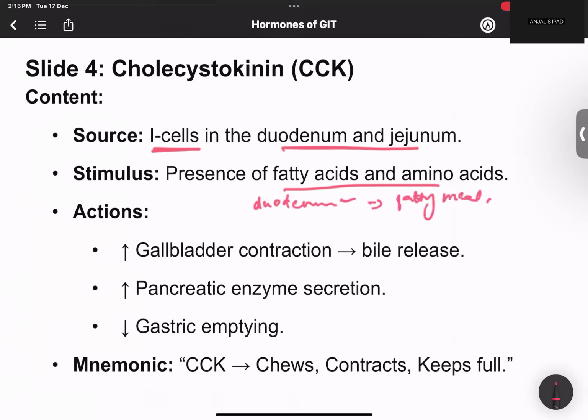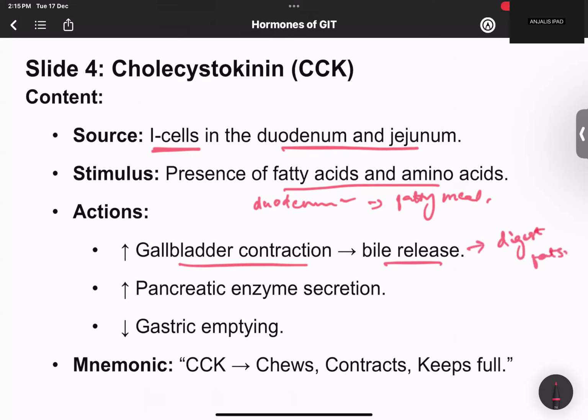All right. Now, what are the actions? CCK has three key actions that you'll have to remember. The first action is that it contracts the gallbladder to release bile, which is needed to digest fats.